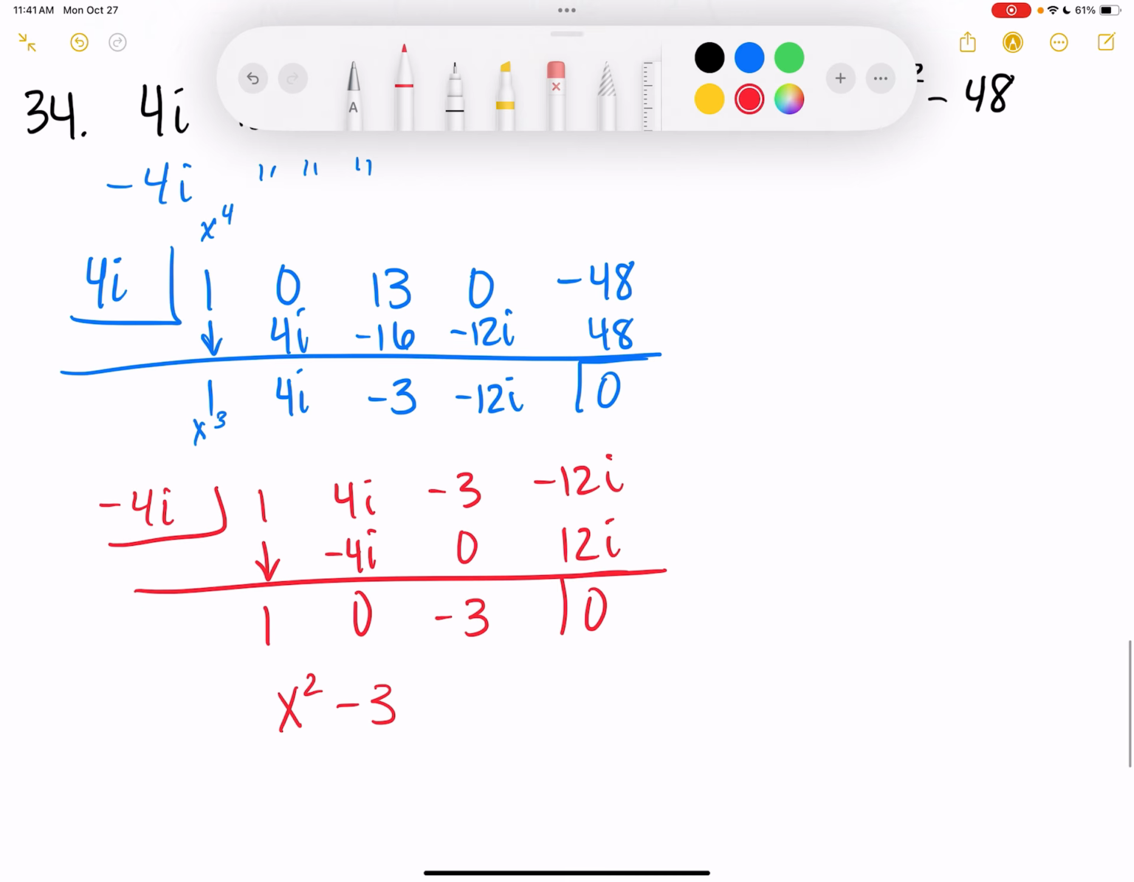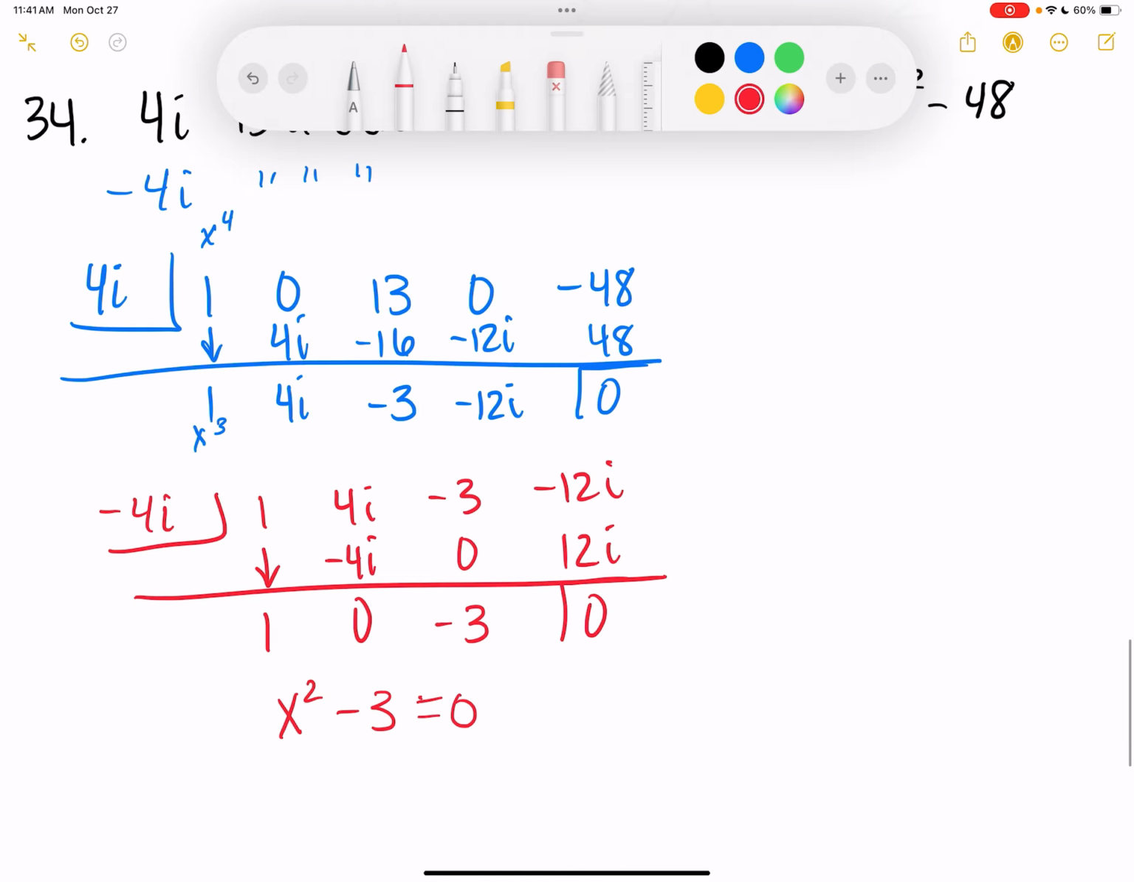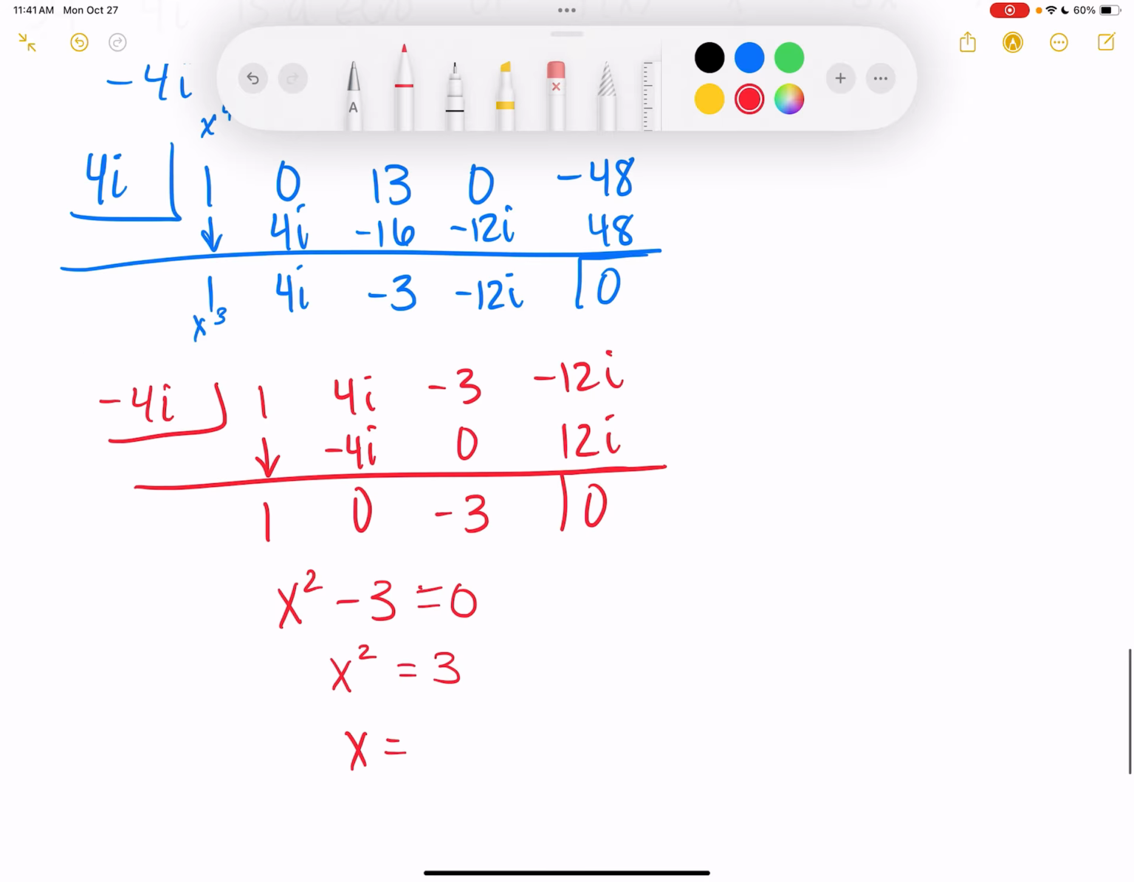And so then I can set it equal to 0 and solve. So x squared is equal to 3. So then x is equal to plus or minus the square root of 3. So that's my other 2 zeros coming out of this. So write it as a linear factorization.